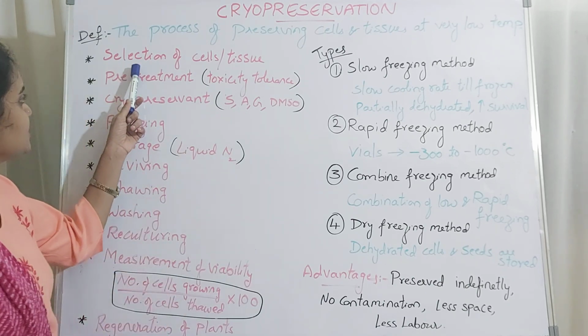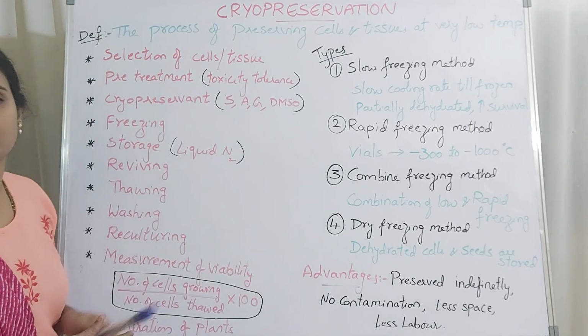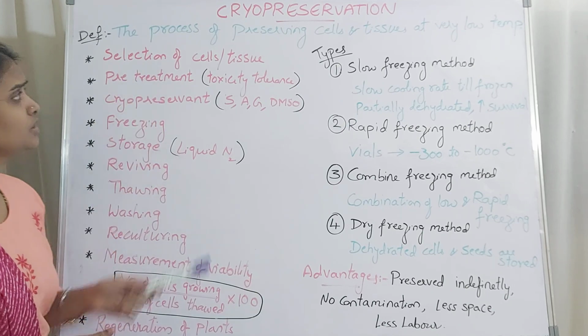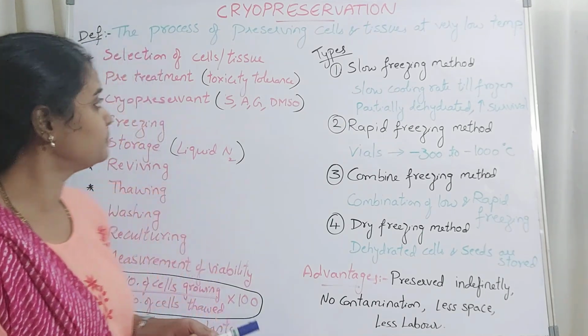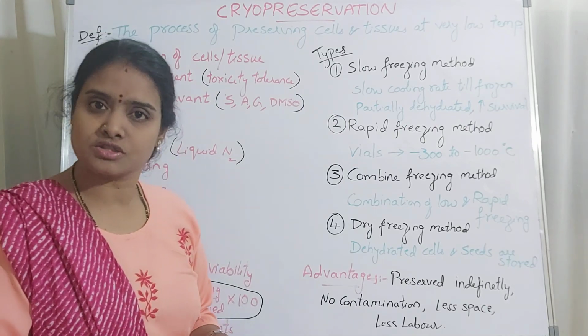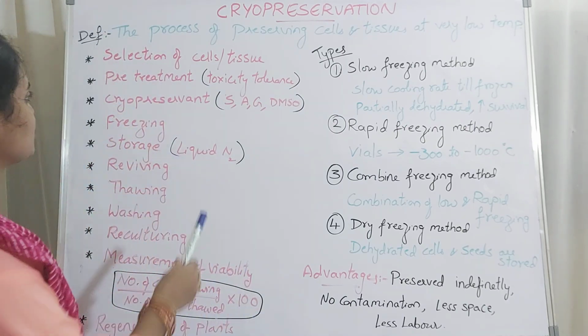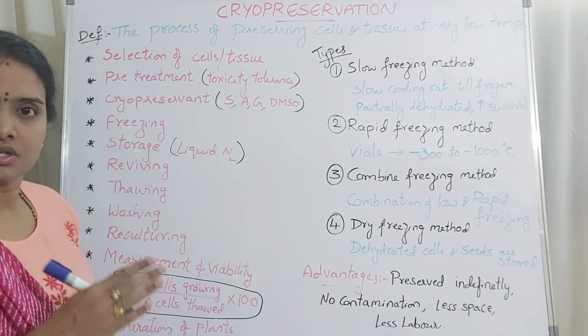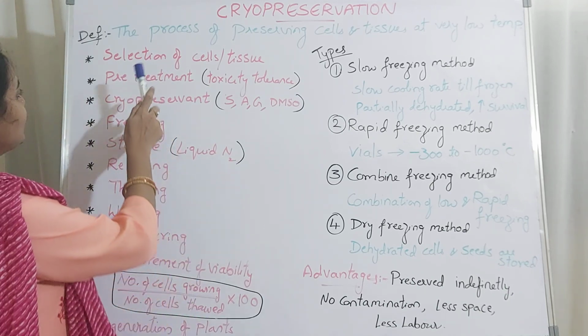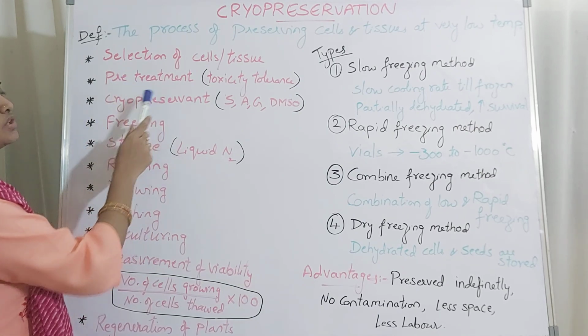So first step is selection of cells or tissue. If you want to conserve a germplasm, you will be selecting the tissue, the germplasm or the endosperm, right? So here first you are going to select whatever cells or tissues you are going to store. Okay, so then the second step is pre-treatment.